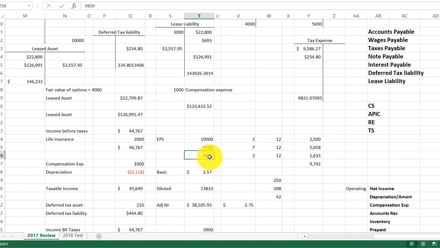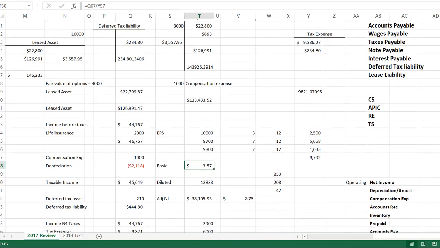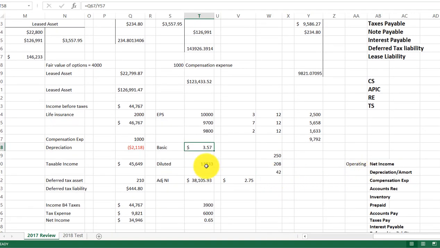Then we resold 100 shares, so we're back up to 9,800 for November, December. So 12 months out of the year, each of them divided by 12 get 1,633. So our WASO to begin with is 9,792. So we take our net income, divide by 9,792, and we get $3.57 a share for basic earnings per share.